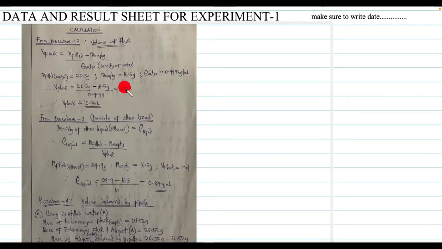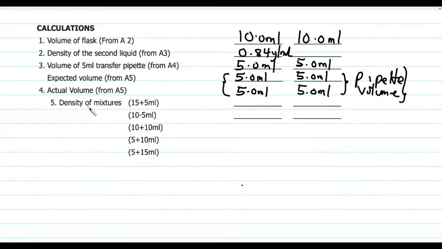And when you solve for this, you're going to have 10.02. Approximately, the volume of the flask is 10 ml. Okay, so where are we going to record that value? I recorded it here.